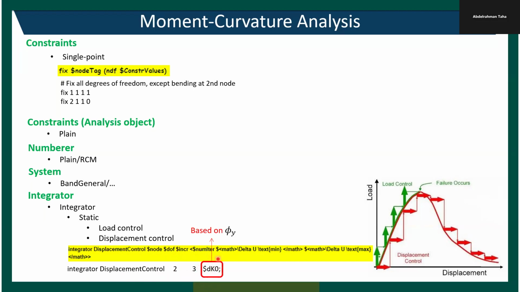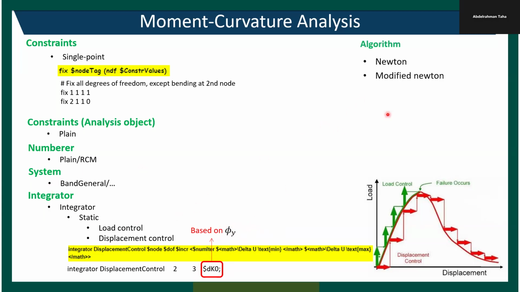And the way we define this increment has to do with the yielding point or the yielding deformation of the cross section. So we need to find this value and then determine the increment as a function of this yielding, maybe yielding over 20 or 50. It's a fraction of the yielding deformation or rotation of the cross section.